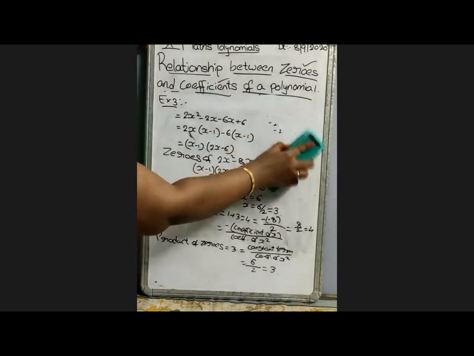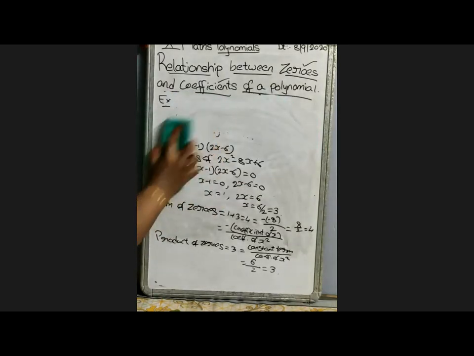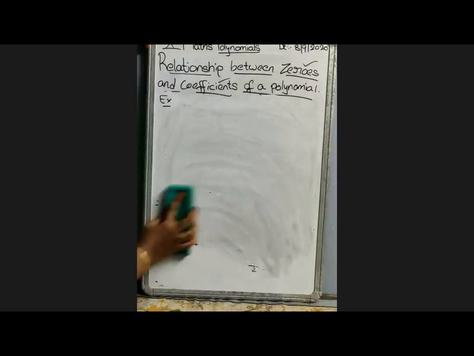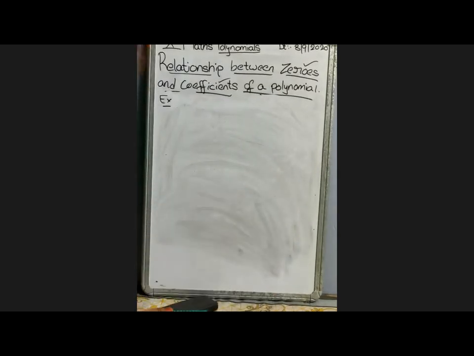See, ma'am, up to now we discussed the quadratic, means up to square we discussed, and now we'll discuss the cubic. We'll complete this type of problems. So we can take some cubic also. Cubic means how many? 3 degree will be there for a cubic polynomial. Yes or no? Yes.